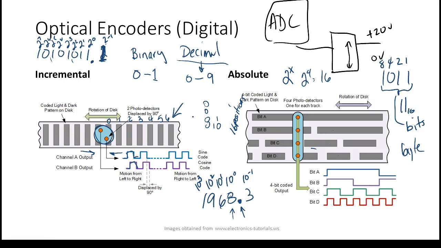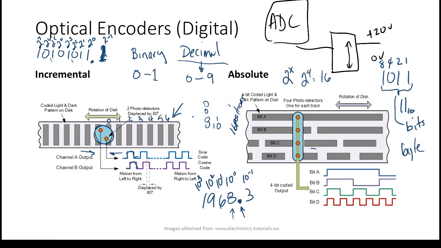So if I wanted 65,536 positions, I would have to have 16 bands, and I would have to have 16 sensors. So the absolute encoder needs one sensor per band, and it's going to have a limited range that it can go. Because sooner or later, this thing's going to roll around. It's either going to hit an end stop, or if it doesn't hit an end stop, it's going to roll back around to zero, if it's a rotary encoder.